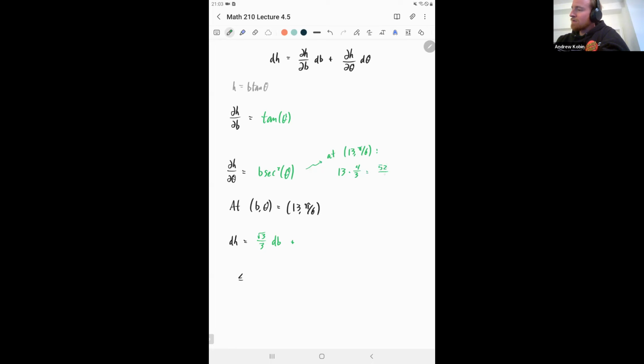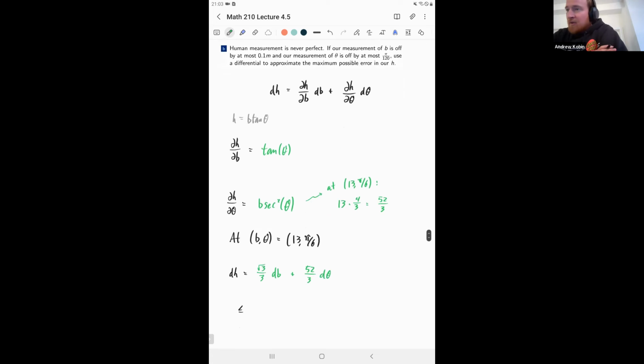52 over 3. So 52 over 3 is the slope here, the change in h over the change in theta times d theta, that differential. So here's the trick. This expression is just a repackaging of the tangent plane formula.